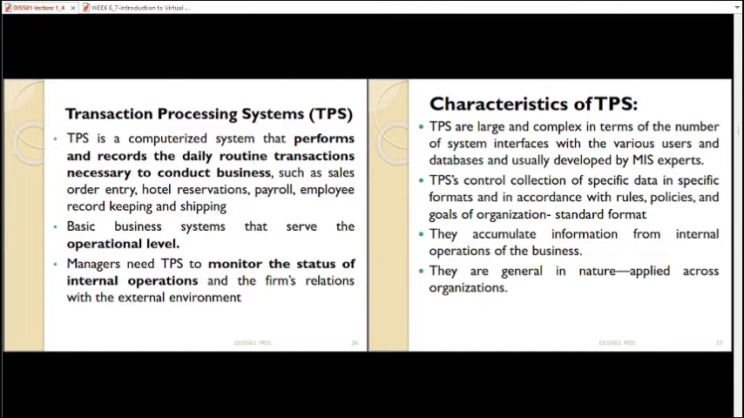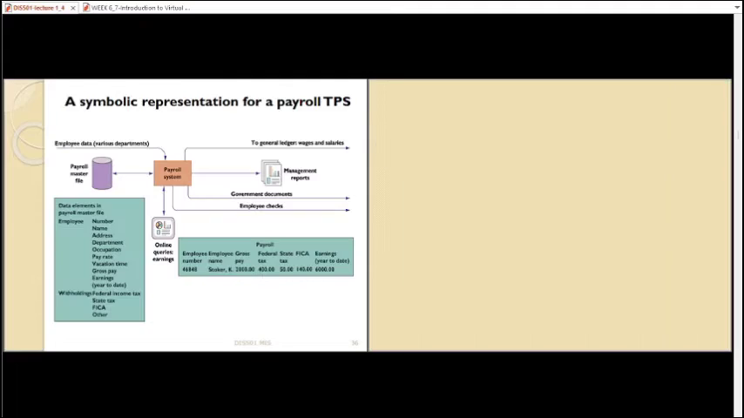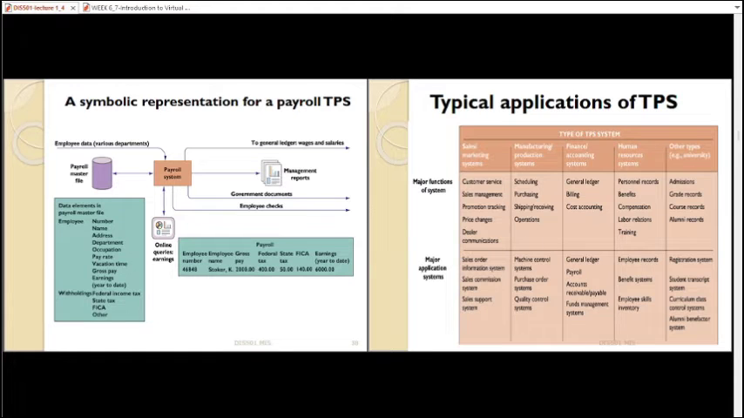They control the collection of specific data in a specific format. That is the first point of contact, especially for customers, or for the organization. They are first getting data from that particular level. They are general in nature and apply across organizations, like that example I've given you of a checkout counter at a supermarket. So those kinds of systems will be general in nature.